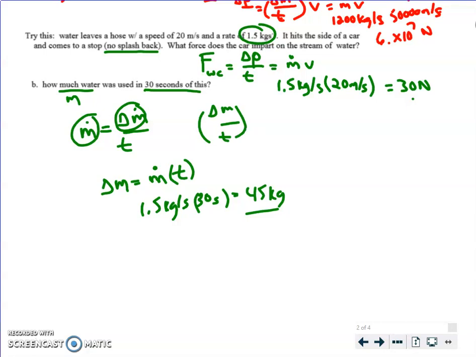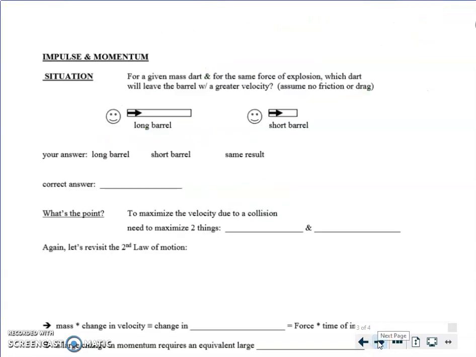So that concludes the first part of our introduction to momentum. The next topic, which will be a separate tutorial, we'll look at something called impulse, which is a variation of what we just talked about.